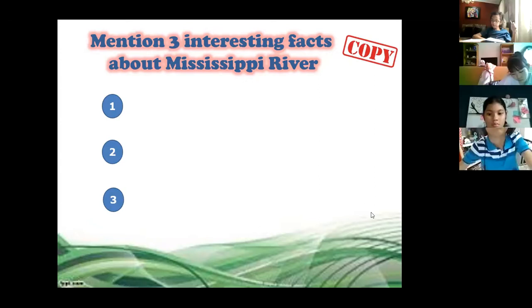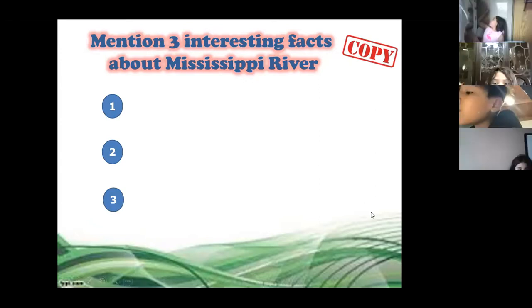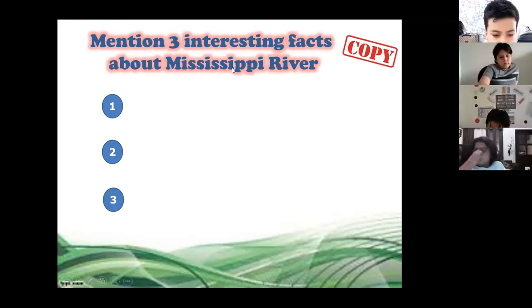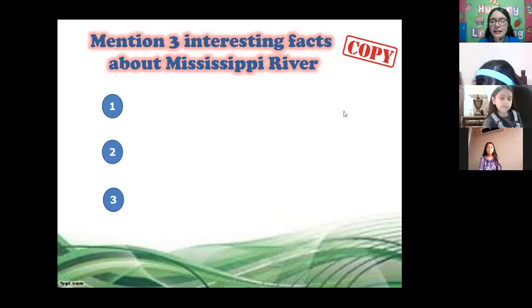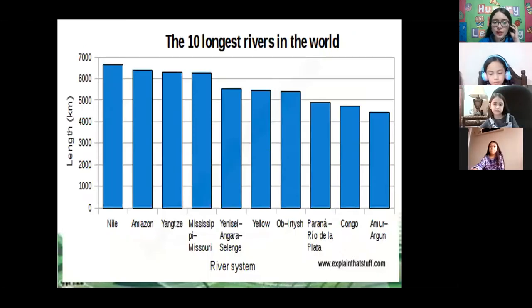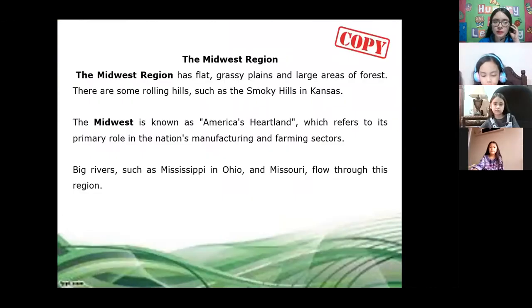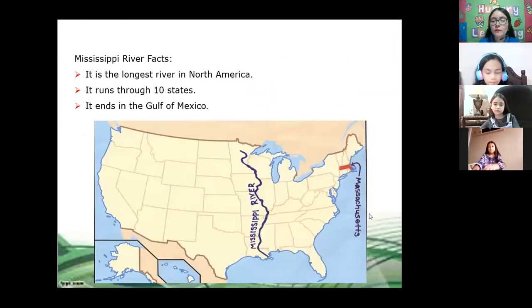Excellent. What else can we say, class? Okay, class, that's great. Remember, as a review, the Mississippi River ends in the Gulf of Mexico. Here we have the picture. And also in the video, it was displayed that it runs through 10 states and in North America.